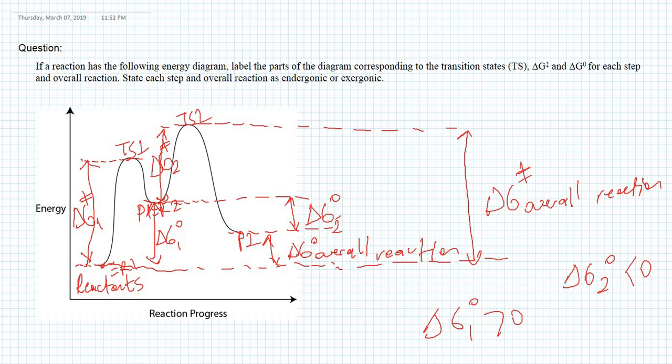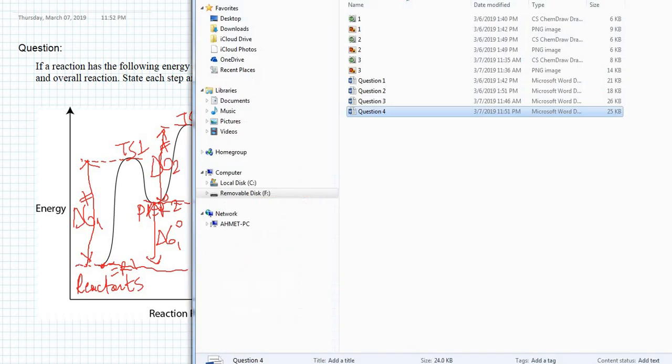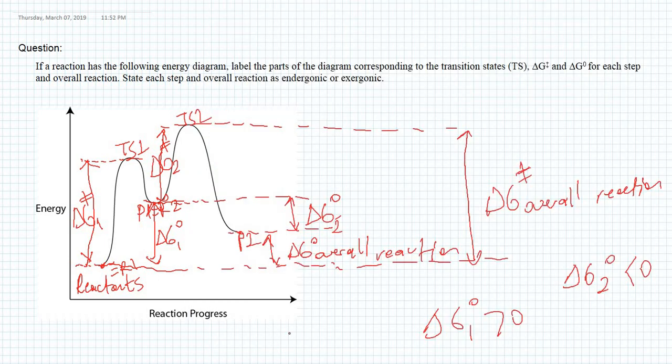And for the overall reaction, let's look at the sign of the Gibbs free energy change of the overall reaction, and let's write delta G overall is greater than 0. If you look at here, this is the delta G value for the overall reaction. It's clearly a positive value. So the overall reaction is endergonic. Thank you for watching.